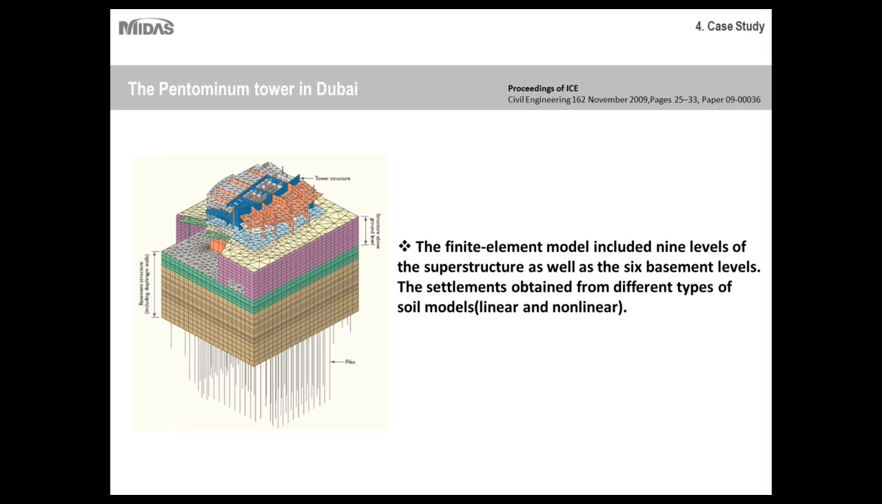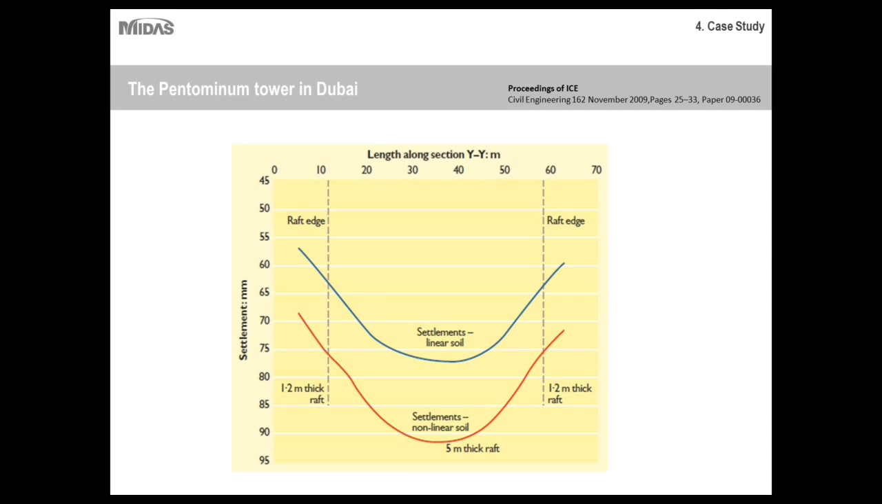Okay, so here's a picture of the finite element model itself. As you can see, it included 9 levels of the superstructure as well as 6 basement levels, and the settlements obtained from different types of soil, both linear and nonlinear. The pile configuration was very complex and needed to be modeled in 3D. Also, because the project had various construction stages, staged excavation and staged construction models were created as well. Using finite element modeling, they were able to take a very large, complex project and break it down into smaller, simpler pieces that were more doable and more efficient to run.